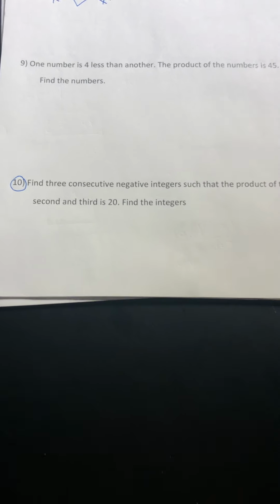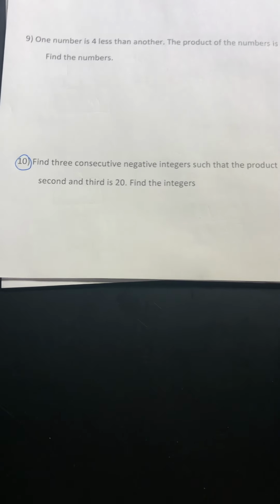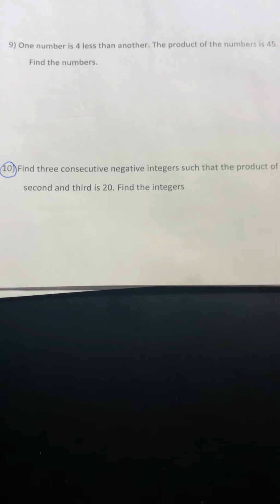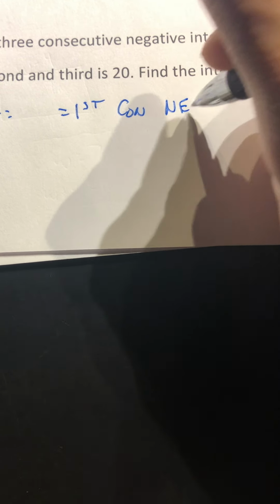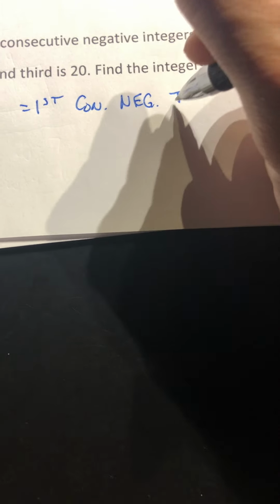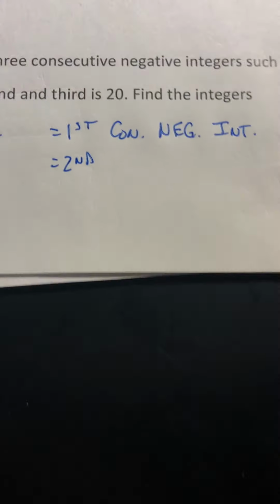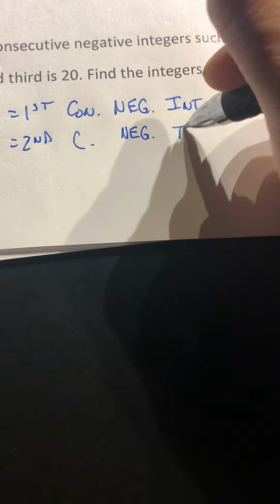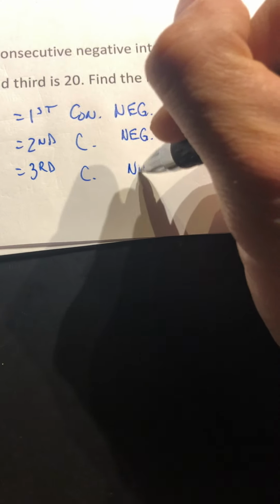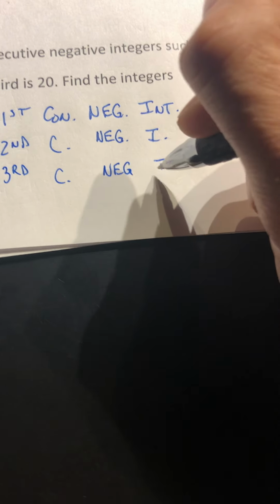And look at number 10. This says find 3 consecutive negative integers. So our let statement will be let, and we're talking about 3. So we know something will equal the first consecutive negative integer. We know something will equal the second consecutive negative integer. And we know something else will be the third consecutive negative integer.